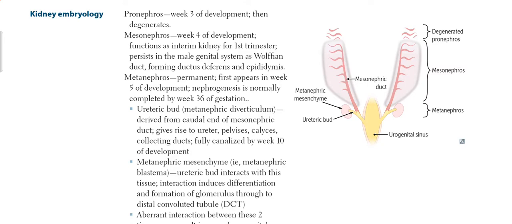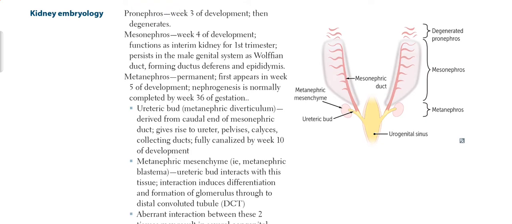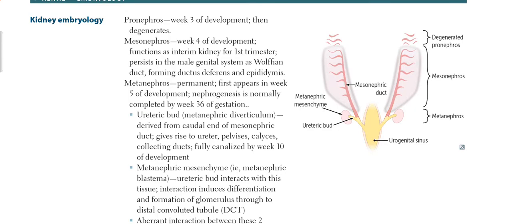The embryology of the kidney is divided into three parts actually: pronephros at week 3, mesonephros at week 4, and metanephros at week 5. But the pronephros at week 3 degenerates, so it doesn't have any organ that reflects it. The mesonephros reflects the genital system in the male as the Wolffian duct, ductus deferens, and epididymis.